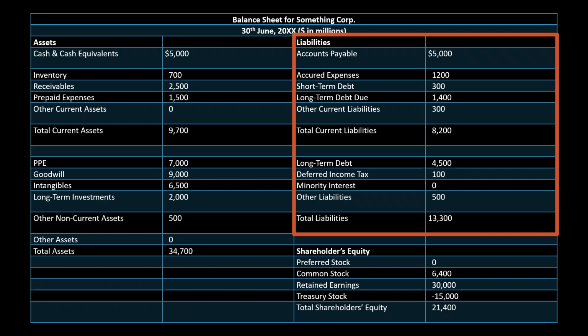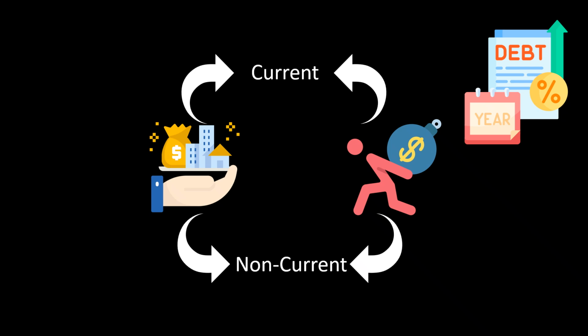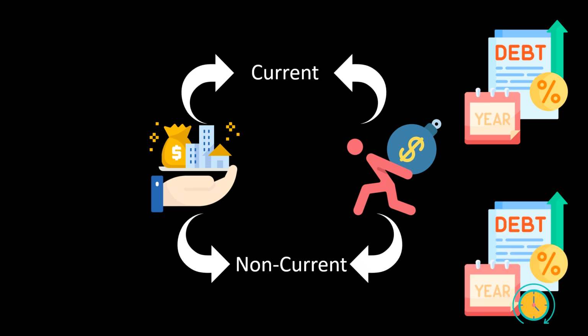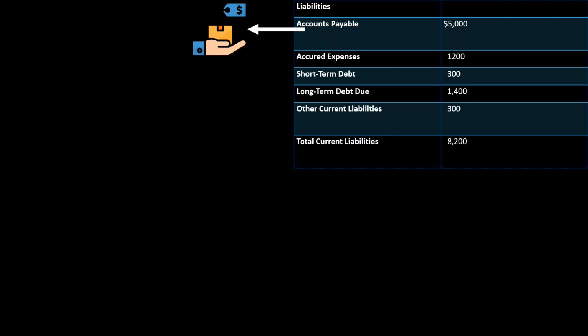Now we're on to liabilities. This is also divided into current and non-current. Current liabilities are debts that are coming due within the year, whereas non-current liabilities come due in more than a year. Everything here is current liabilities. Accounts payable is money owed to suppliers. Accrued expenses are expenses incurred but that haven't been invoiced yet.